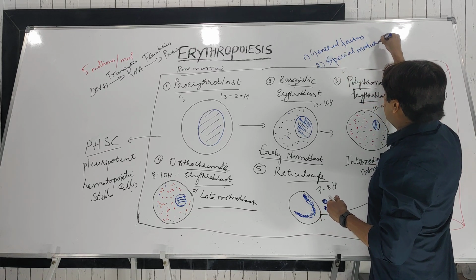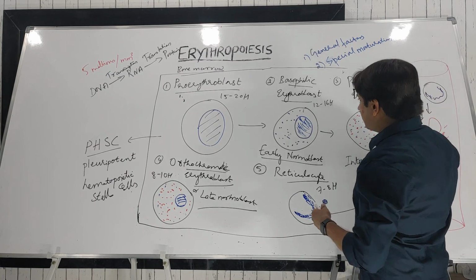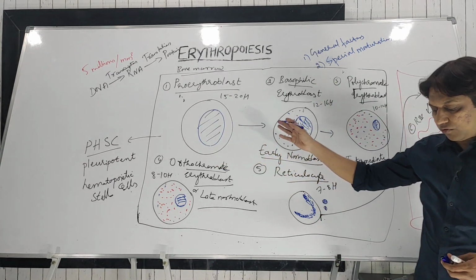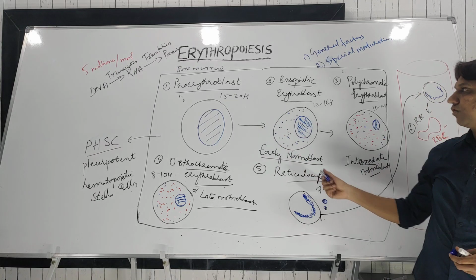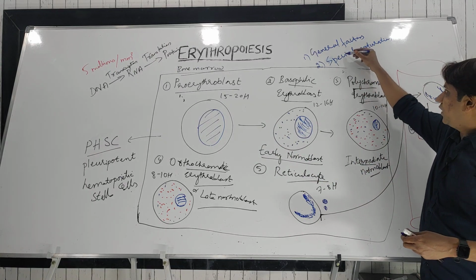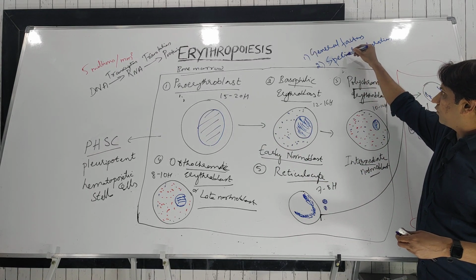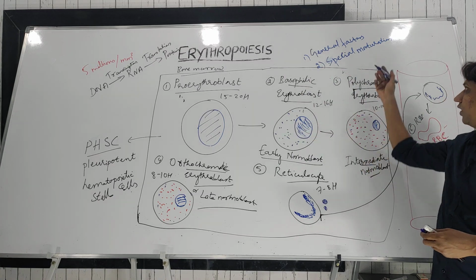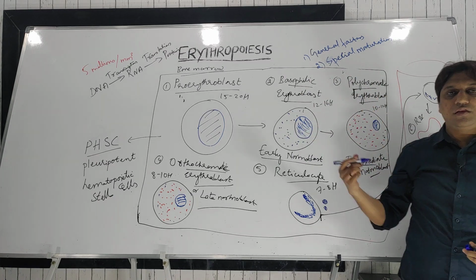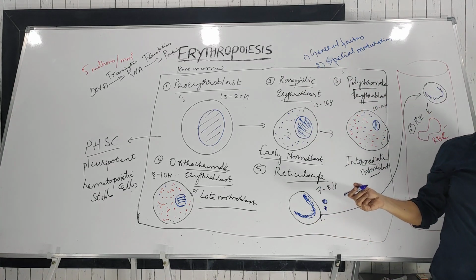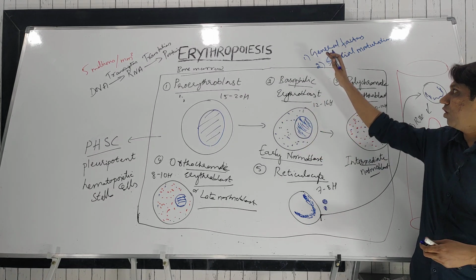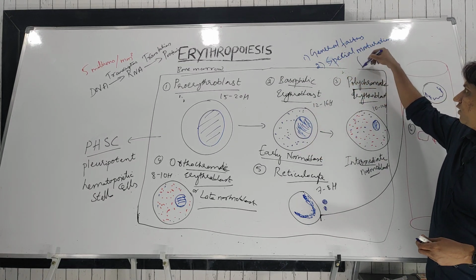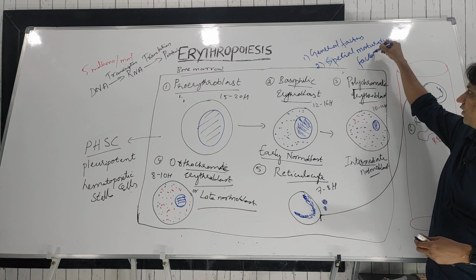See, for the development of a mature cell from an immature cell, there are many growth inducers and differentiation factors. For the differentiation of these cells, certain chemicals like interleukin 3, interleukin 1 and 6, and insulin-like growth factors are involved. Apart from that, some general factors and some special maturation factors are needed.